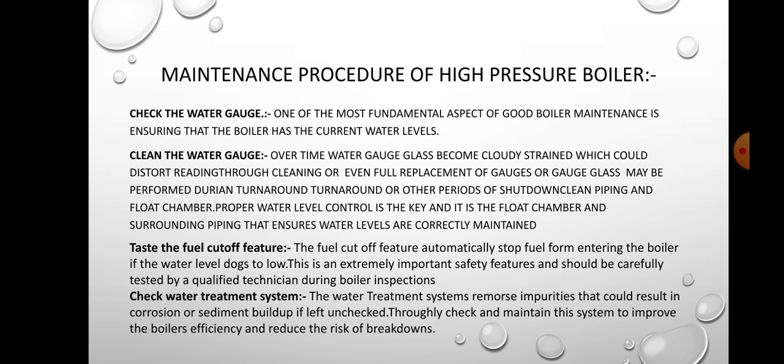Now we will discuss the maintenance procedure of the high pressure boiler. Firstly, check the water gauge. That means the water gauge decides how much water is fed inside the boiler, and how much water is less, or how much water is required by the boiler to produce the steam.